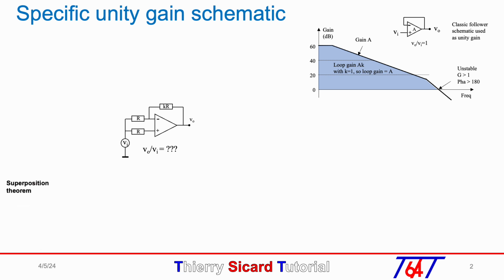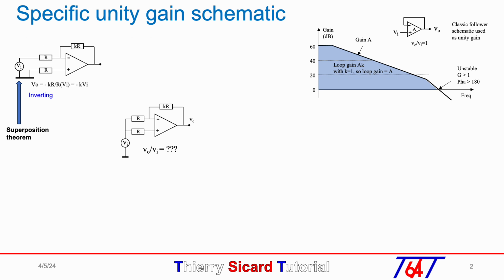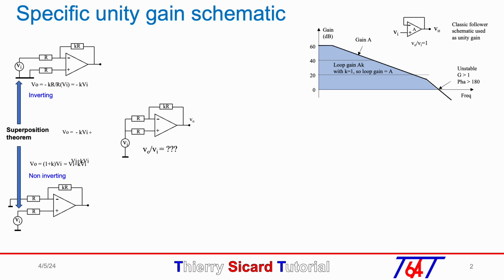As usual, we use the superposition theorem. We start with Vin driving the inverting input with a gain of minus k. Then we use Vin to drive the non-inverting input with a gain of 1 plus k. As Vin drives both inputs, we have to add both results. Minus k Vin, then plus Vin plus k Vin. So Vout equals Vin, and the gain Vout over Vin is equal to 1.